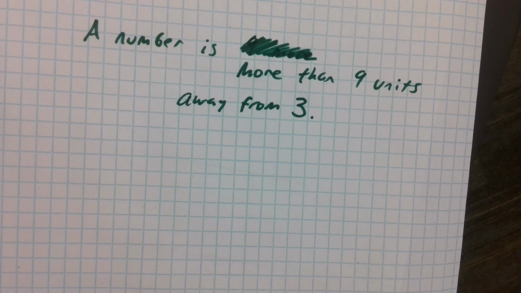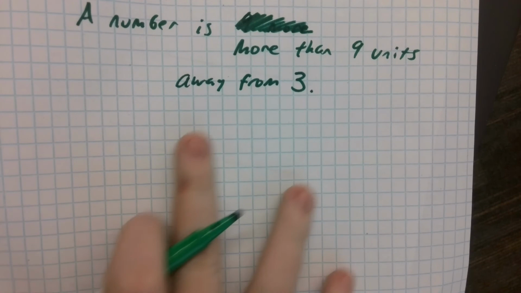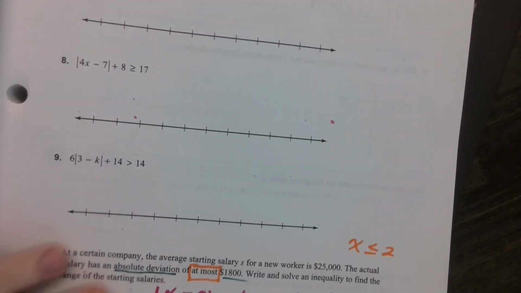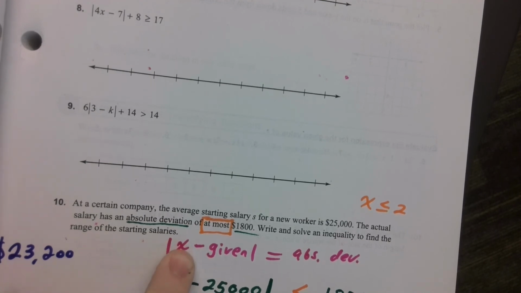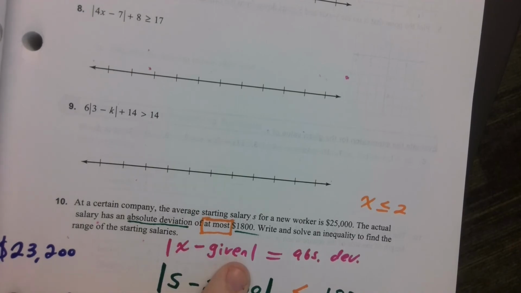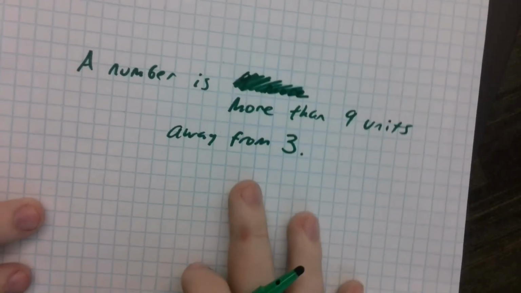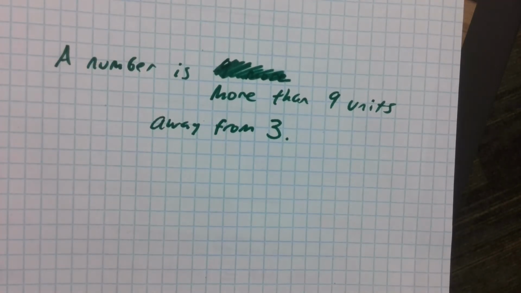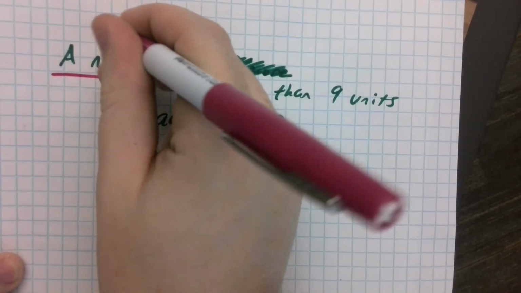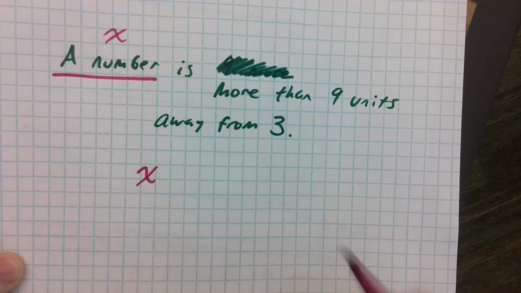In order to write this out, we want to write an absolute value that represents the situation. It might help us to remember the absolute deviation formula, which says that our absolute deviation is equal to our starting number, or our x, if we don't know our starting, minus whatever we're given. In this case, well, x is a number, right? We know that a number always means x. So, x.